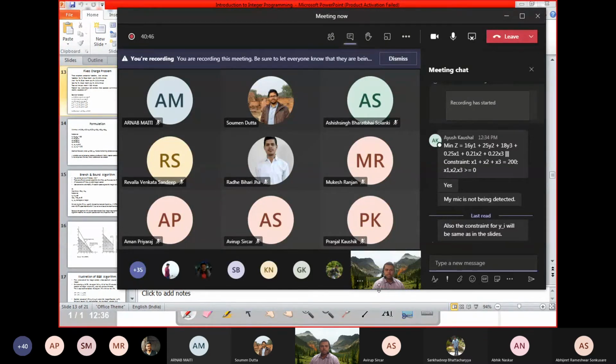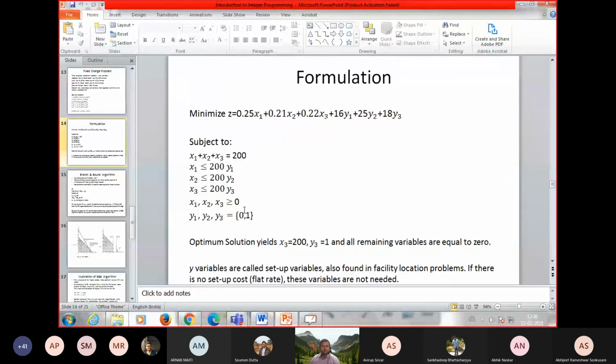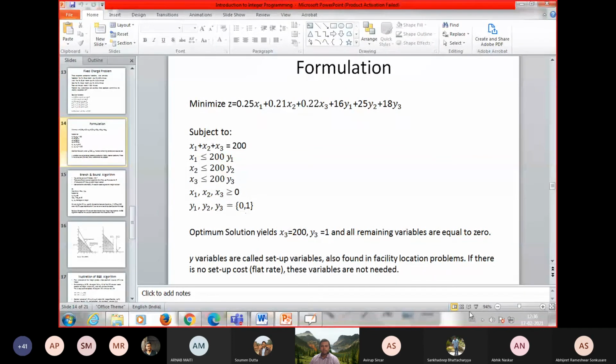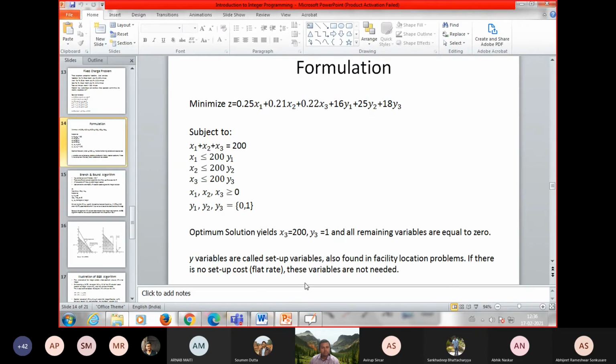But if this is not sufficient, you see here I have written other three constraints. These constraints are known as, where is the open board, just one minute.